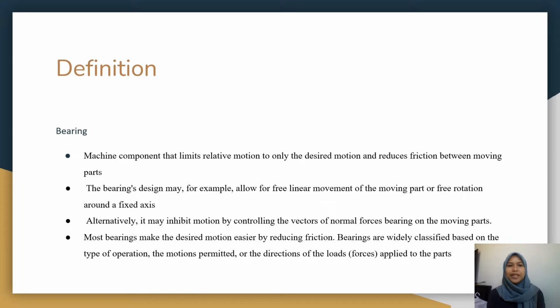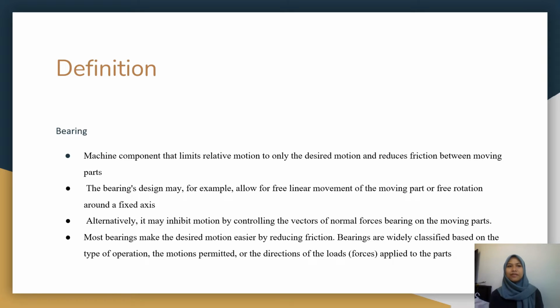For bearing, a bearing is a machine component that limits relative motion to only the desired motion and reduces friction between moving parts. The bearing design may, for example, allow for free linear movement of the moving part or free rotation around a fixed axis. Alternatively, it may inhibit motion by controlling the vector of normal force bearing on the moving parts. Most bearings make the desired motion easier by reducing friction. Bearings are widely classified based on type of operation, the motion permitted, or the direction of the load's force applied to the part.